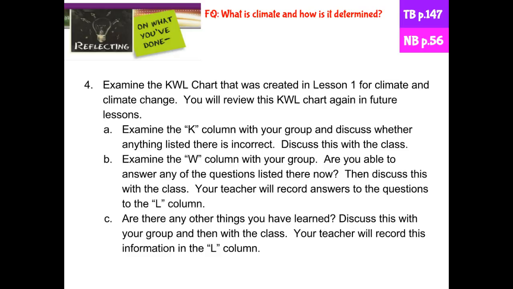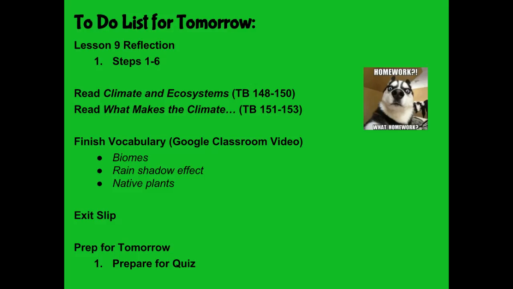And then finally, you're going to visit your KWL chart on Google Classroom and finish up the climate and climate change part of that. So the to-do list for today looks like this. You have steps 1 through 6 to get done for your reflection. During that time, you'll be reading 2 different articles and then finishing your vocabulary. You could watch the vocabulary video if you get time. There is an exit slip today, and then prepping for tomorrow, you should be thinking about an upcoming quiz.